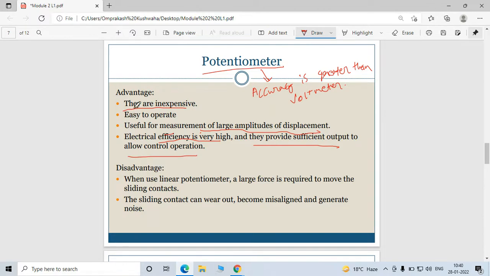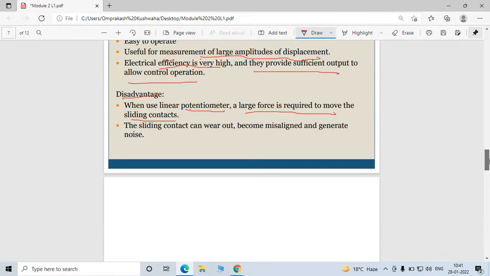What are the disadvantages of this potentiometer? When you use the linear potentiometer, a large force is required to move the sliding contact. That is a disadvantage of this potentiometer. And the sliding contact can wear out because of misalignment and generate noise. So these are the two disadvantages of these potentiometers. Okay.